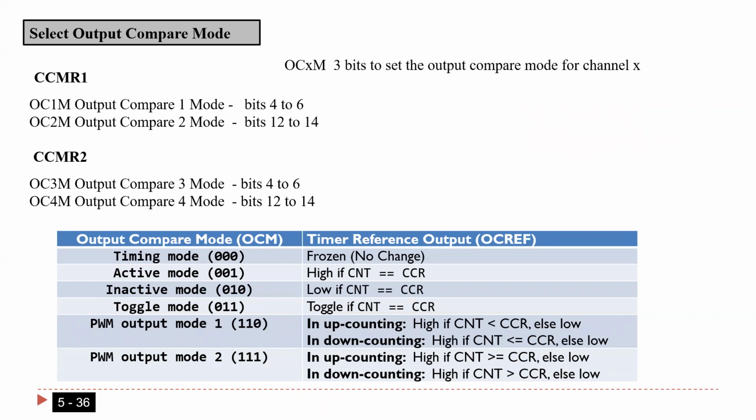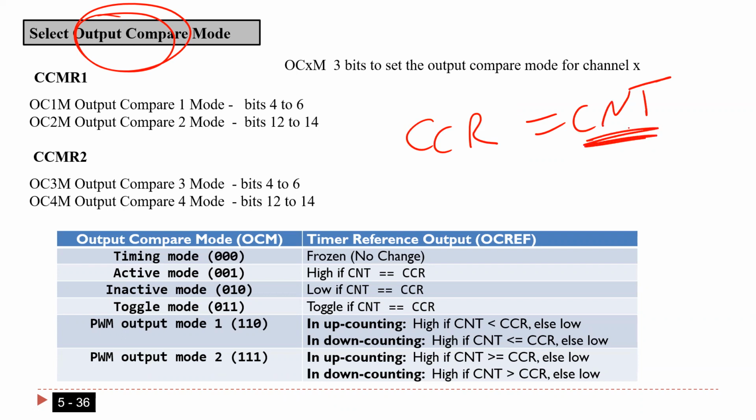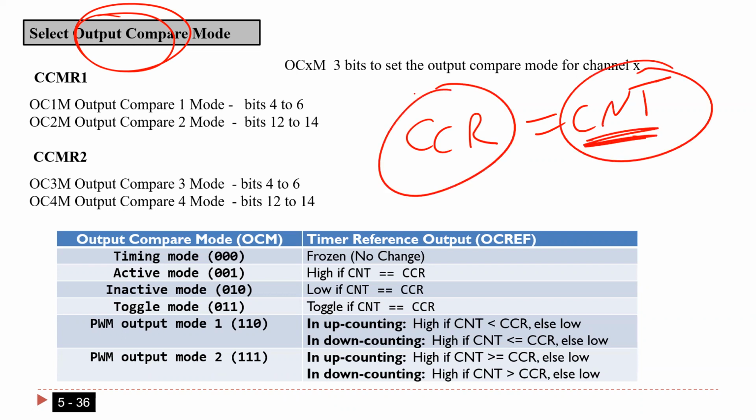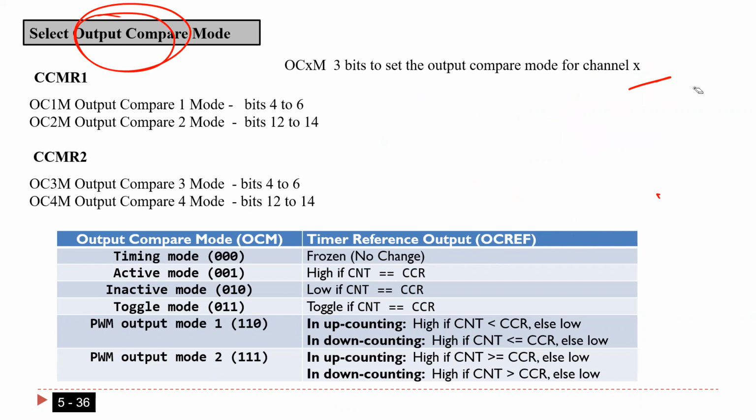In the case of output compare, I told you that every time CCR equals CNT, every time the counter is equal to CCR, two things are going to happen. Number 1, an interrupt is triggered. Number 2, an action has to be taken on the pin. Is that okay? Now, what action? What do you mean by action? This is something you can program.